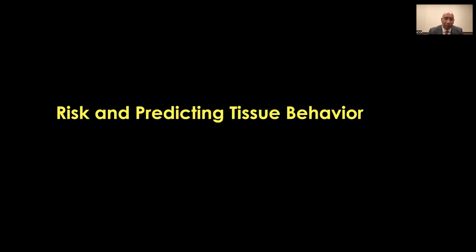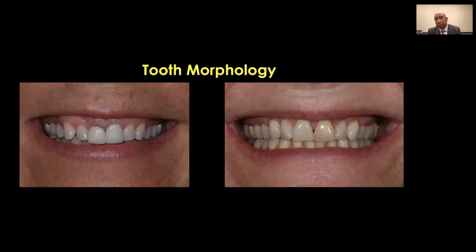One of the three basic things that we look at is tooth morphology. With tooth morphology, the biggest tip that I have for anybody that's placing implants in the aesthetic zone is that long tapered teeth are a lot harder to replace than short square teeth. So if you were to pick a case to do an implant on, you're definitely going to want to pick the case on the left side.